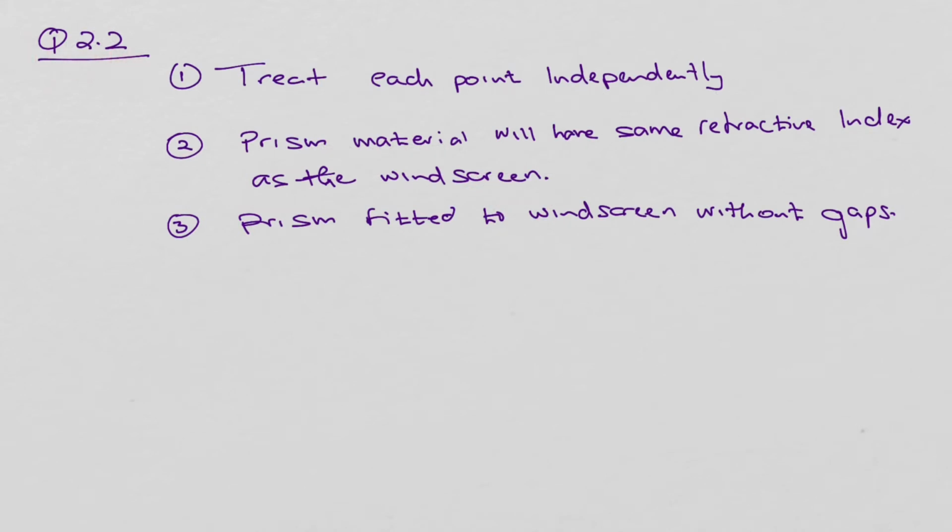Question 2.2 says suggest two features of the design that ensure that there is no deviation of the ray as it leaves the first prism and enters the windscreen. Well, as the ray leaves the first prism, we have to make sure that we treat each point independently. Two, the prism material will have the same refractive index as the windscreen, and the prism is fitted to the windscreen without gaps, because a gap would mean another medium between them.